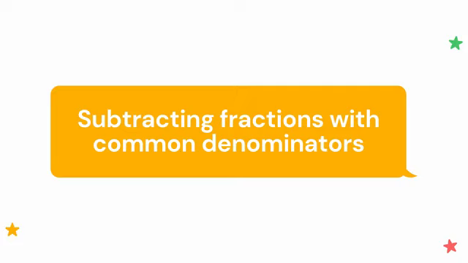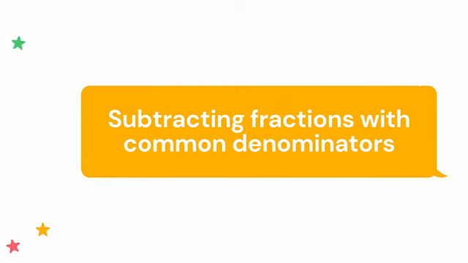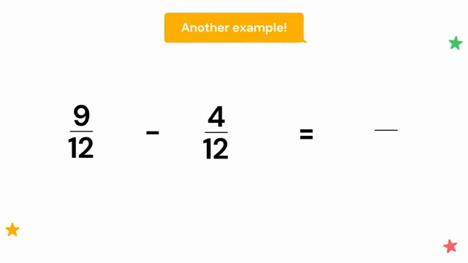When we're subtracting fractions with like denominators, we follow the same steps. Here's an example. 9/12 minus 4/12. We'll solve this problem exactly the same way that we solved the first one. Because we have a common denominator of 12 in the problem, we know that the denominator of the answer will also be 12. To find our final answer, we'll subtract the numerators.